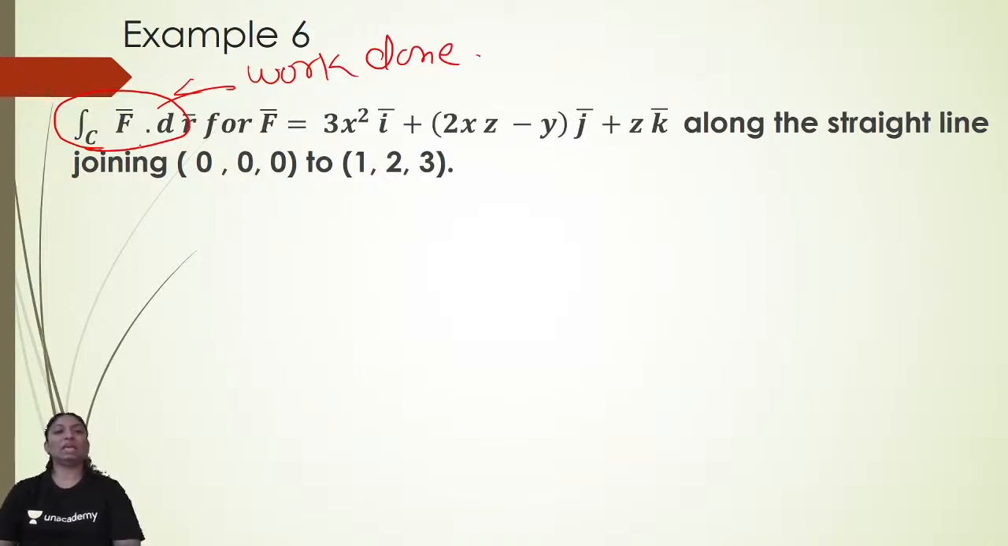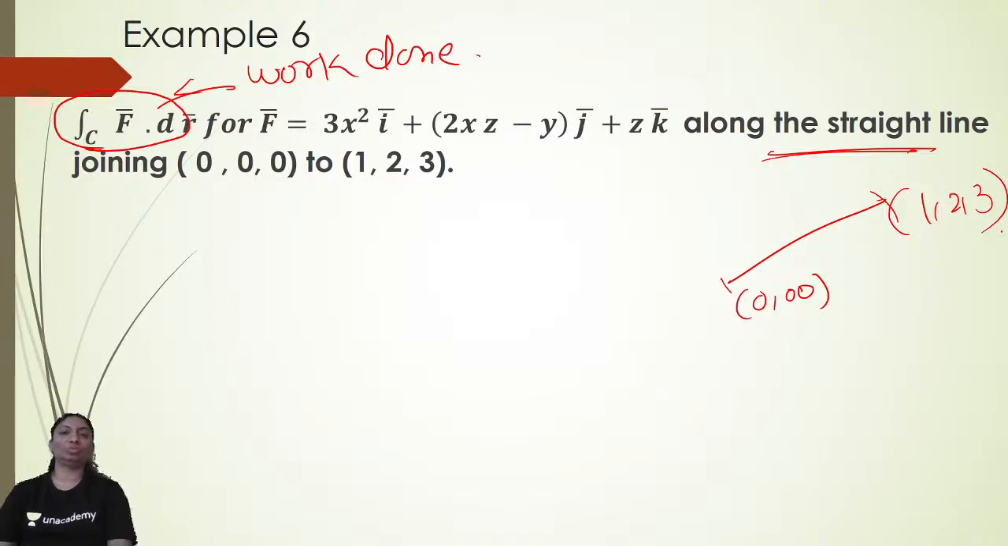So integral over C F bar dot dr bar for F bar equal to 3x square i bar plus 2xz minus y j bar plus z k bar, along the straight line joining 0 0 0 to 1 2 3. For work done, what do we have to do? Whatever F bar and dr bar are, try to convert them into one variable, because we have to integrate with respect to one variable. So we will convert it into one variable, and the equation of the straight line is given. It means the path of integration is given, that is your straight line joining these 2 points 0 0 0 to 1 2 3.